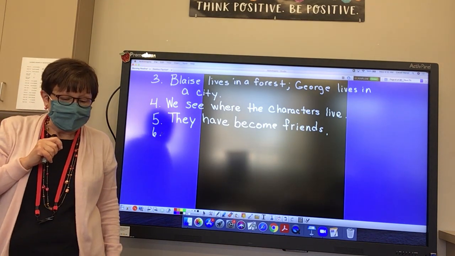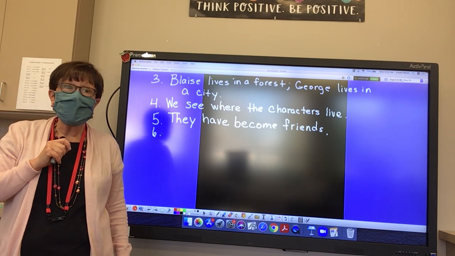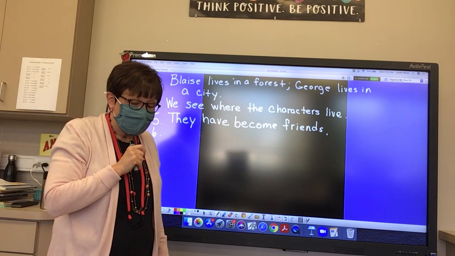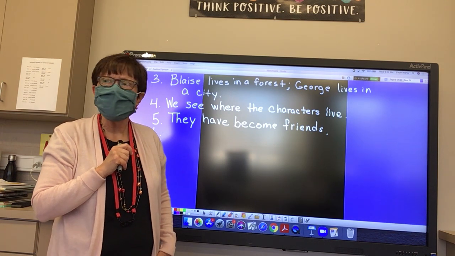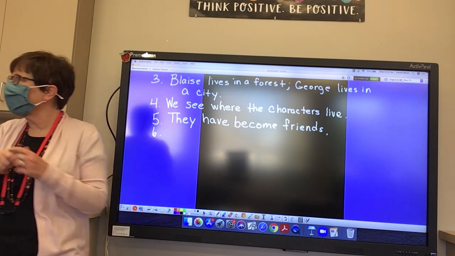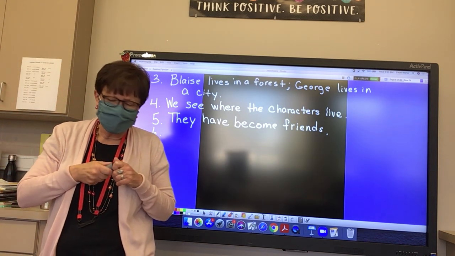Now, this is number 6. This is the first time in the story when we see both boys reading a letter at the same time. Why does the author do this? Why do you think the author did that? Jensen, why do you think the author did that?